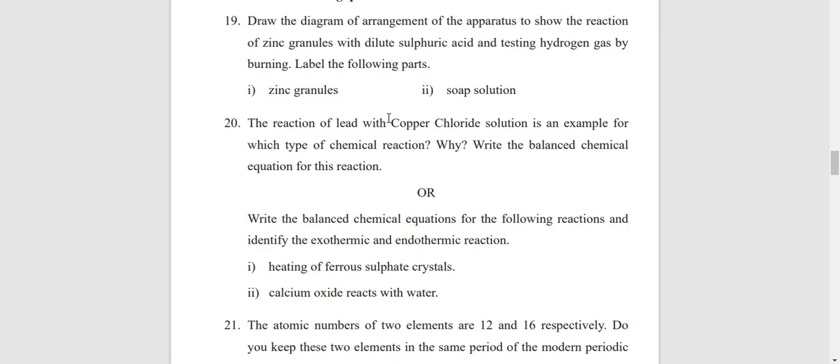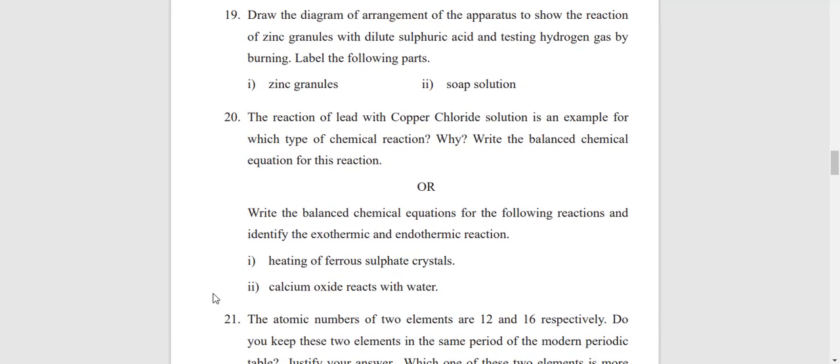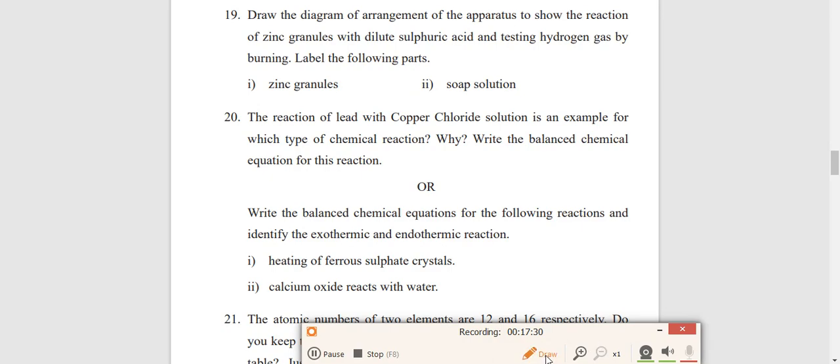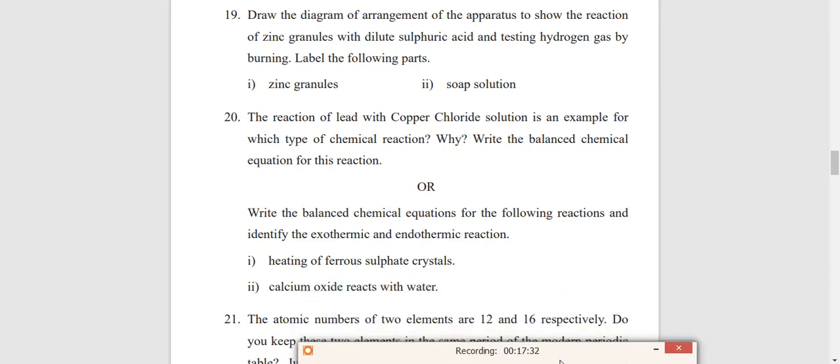The reaction of lead with copper chloride solution is the example of which type of chemical reaction? Why? Write the balanced chemical equation for this. So reaction of lead. What is the symbol of lead? Symbol of lead is Pb.